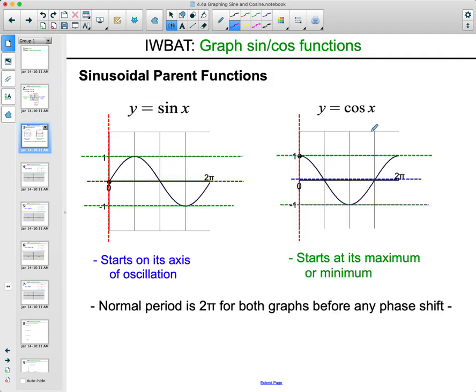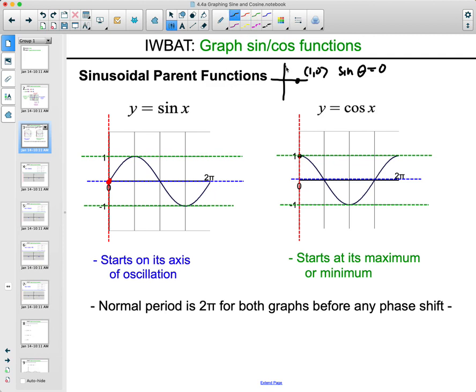So let's take a look at the difference between the sine and the cosine and at their parent functions. So a couple of things to note here is that the sine function starts at 0, 0. Okay, and this is because the sine of 0 is 0. So when we're talking about the unit circle, when we're here at 0 degrees, this ordered pair is 1, 0. The sine is the y value. So the sine of 0 is 0. So the sine function starts at 0.